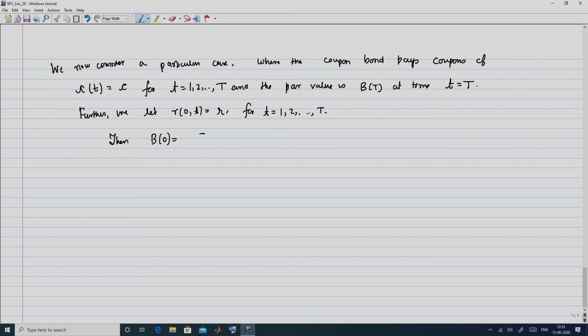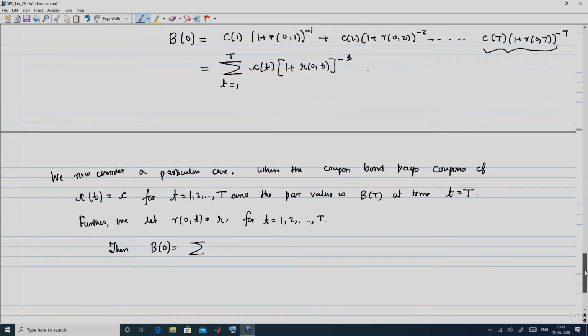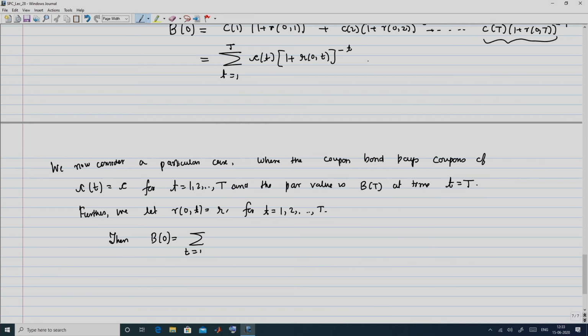Then B 0, what was B 0? So, B 0 was summation t equal to 1 to capital T of C of t into (1 plus R 0 t) raised to minus t. So, in this particular case this becomes summation t equal to 1 to capital T of C into (1 plus R) raised to minus t, plus B of T into (1 plus R) raised to minus T.